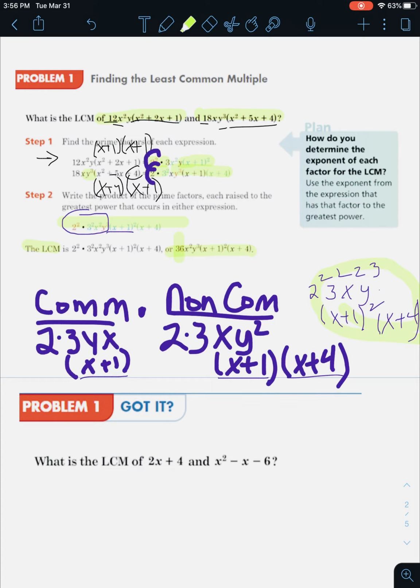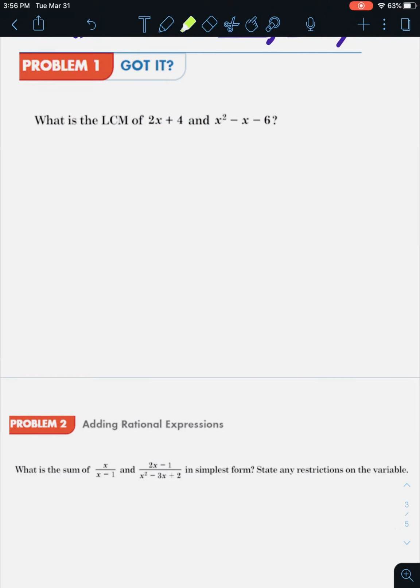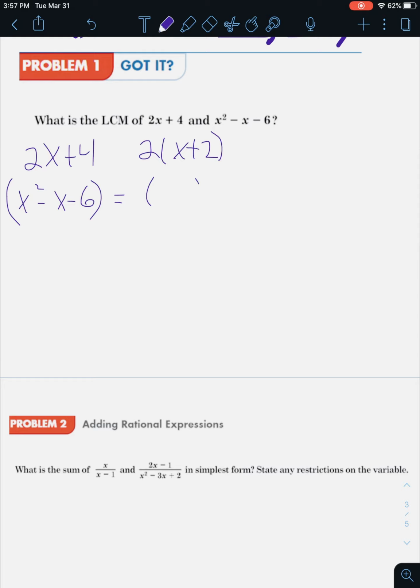We will do that with our next slide. Our next slide is find the least common multiple of 2x plus 4 and x squared minus x minus 6. Well, if you take 2x plus 4 and factor it, you can take a 2 out, and an x plus 2 is left over. And then you have your x squared minus x minus 6. If you factor that, split the x's: factors of negative 6 that give a sum of negative 1. That would be minus 3 plus 2.